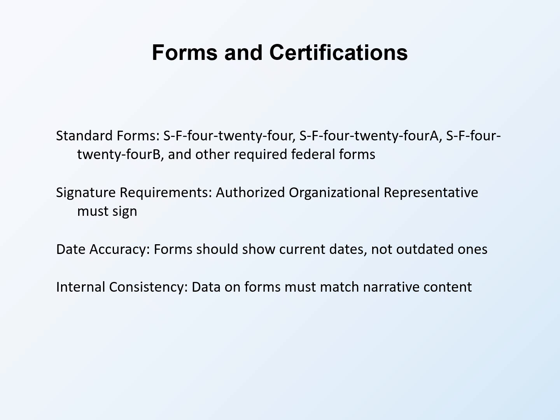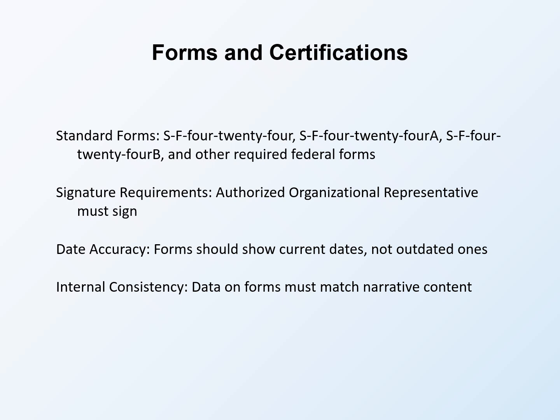Date accuracy ensures forms show current dates rather than outdated ones from previous drafts or earlier applications. Forms completed weeks ago may show dates that no longer make sense. Budget period dates should align with the current competition. Certifications should be dated close to submission. Review all dates on forms to ensure they are accurate and current.